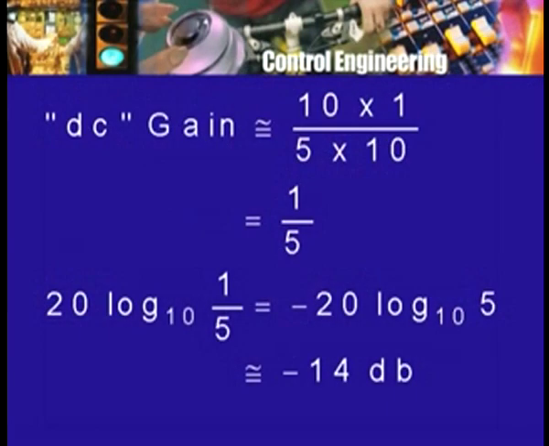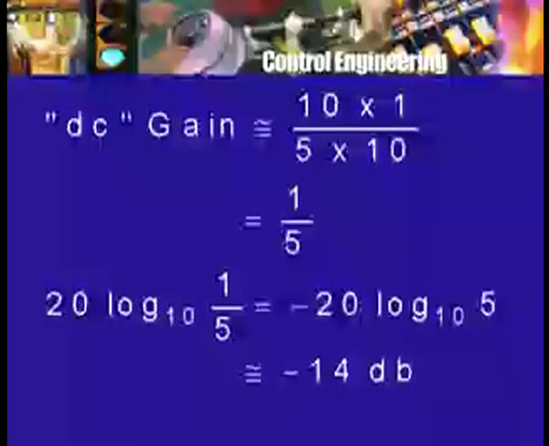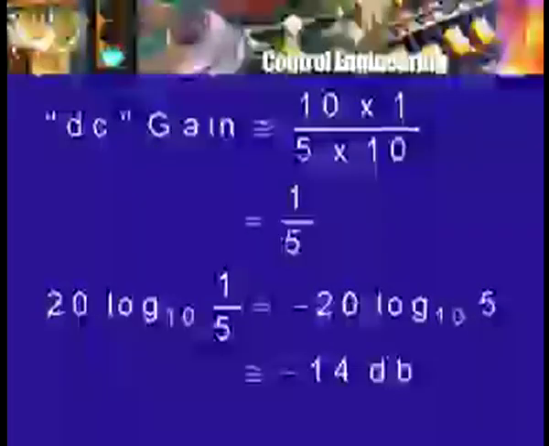Now remember, I have to convert this into decibels. I don't work with gain, but I work with decibel gain when doing these Bode plots. So what is the dB gain corresponding to this? That is 20 log to the base 10 of 1 by 5. Well, that is -20 log to the base 10 of 5. And what is the logarithm of 5 to the base 10? It's approximately 0.7, because the logarithm of 2 to the base 10 is 0.3010. The logarithm of 5 to the base 10 will be 1 minus that, and therefore it is nearly 0.7.